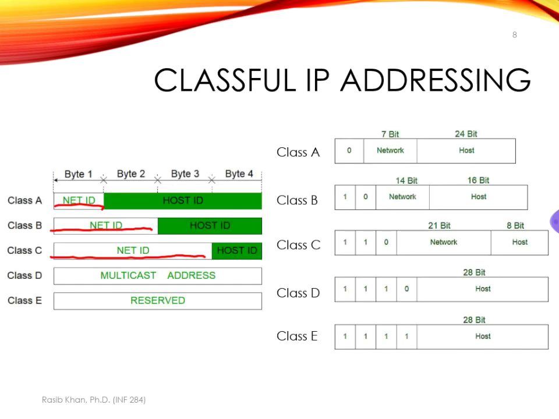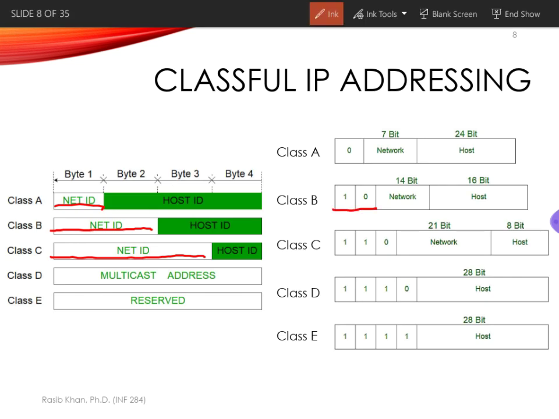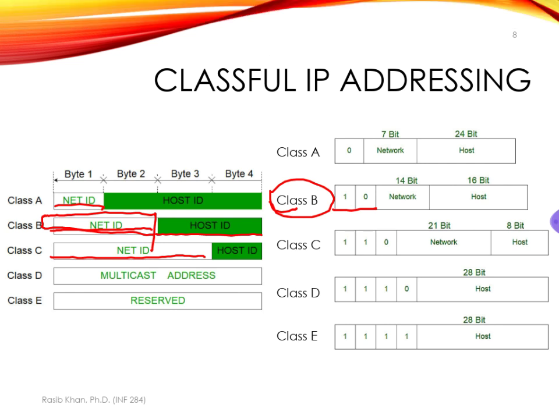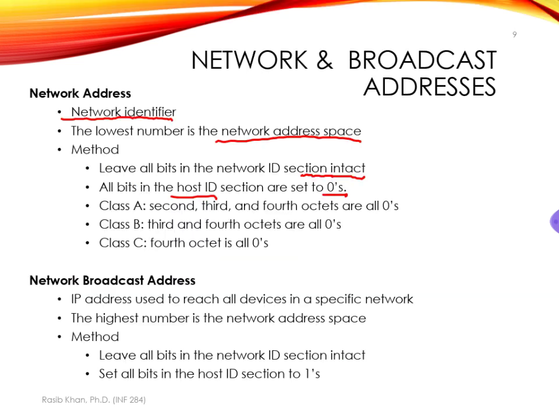So if you're given an IP address and we convert the first octet into binary and we see that the first 2 bits are 1 and 0, we now know that this is a class B address, and therefore we leave the first 16 bits intact and we set zeros to all the 16 host ID bits.